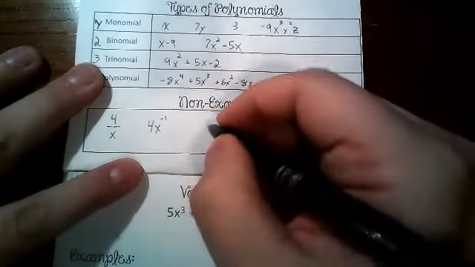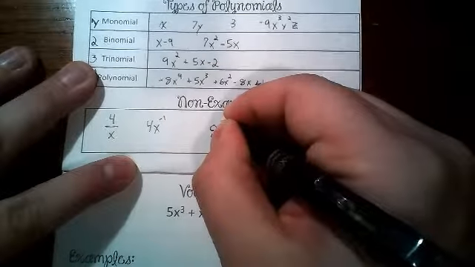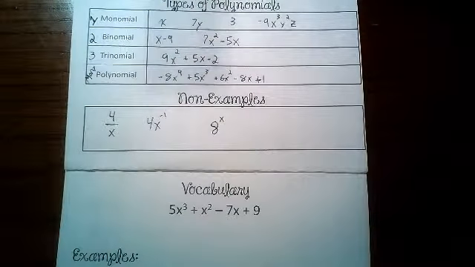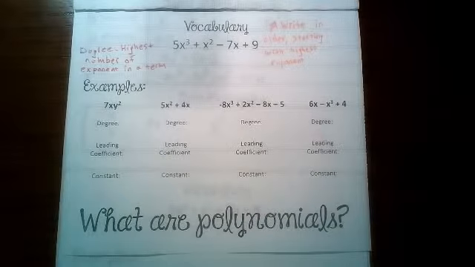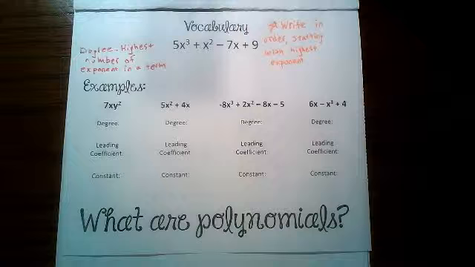Another thing that is not a polynomial is having an exponent as a variable, like 8 to the x. That's also a function. We can certainly graph it. It's a pretty cool graph, but it's not something called a polynomial. Now we've got some extra vocabulary to talk about.